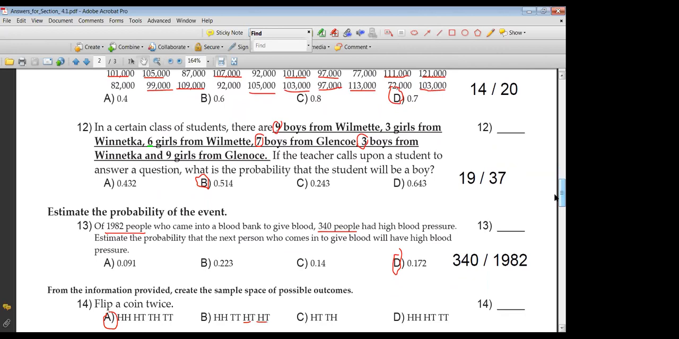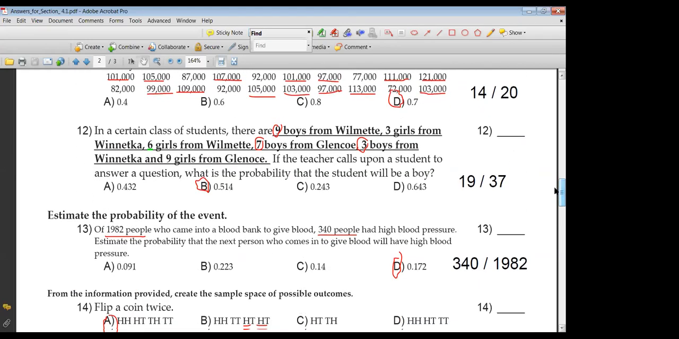You got all these people that go to these three schools. What's the probability that when the teacher calls upon a student to answer a question, the student will be a boy? Well, it's favorable over total. Now, which one you find first is up to you. Total: 9 plus 3 plus 6 plus 7 plus 3 plus 9. I got a total of 37 students. All right, favorable. How many of these students were boys? There was 9 here and then 7 there and 3 there for a total of 19. 19 out of 37. If you asked me for a girl, it would have been 18 out of 37.